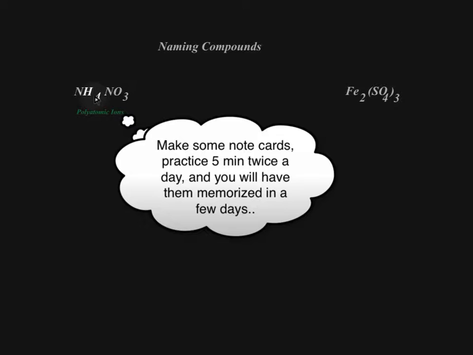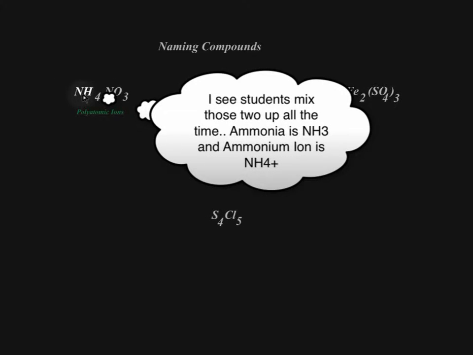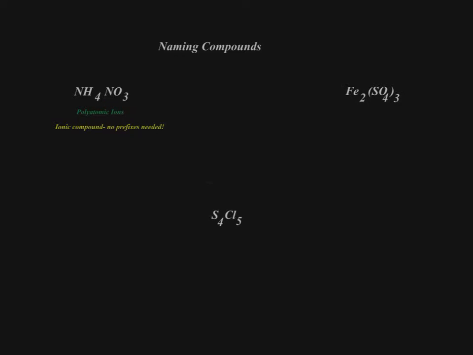Alright, so ammonia is NH3. This is the ammonium ion. So with the polyatomic ions, you just literally name the ions. So in this case, we know it's an ionic compound. There's no prefixes needed. First element and second polyatomic ion names only. So this would be ammonium nitrate. Ammonium nitrate.